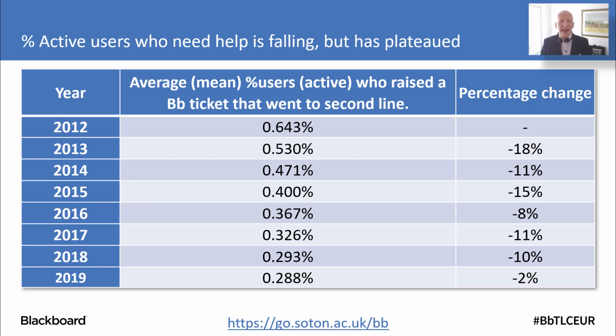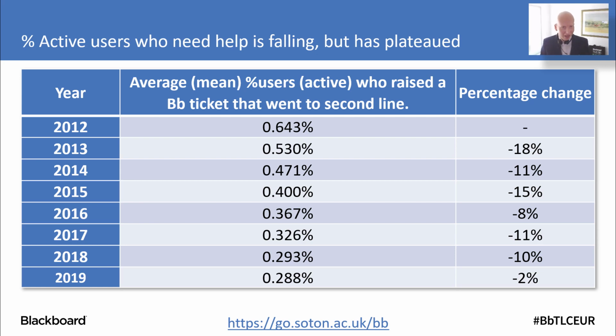So looking at the average percentage of users who are active in a certain month, averaged over a year's worth of that data, we were finding that on average, say if you look at the 2013 figure, 0.5% of active users raised a ticket. And thanks to various improvements that we've been putting in place the whole time, we're always putting in improvements to our environment, the percentage has been shrinking.